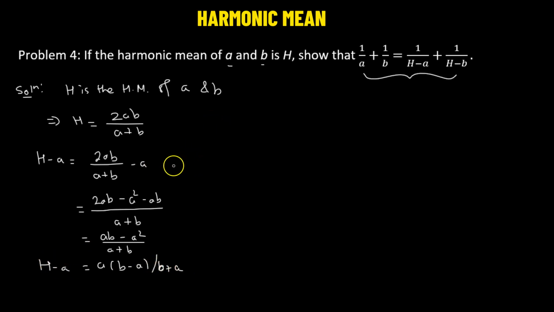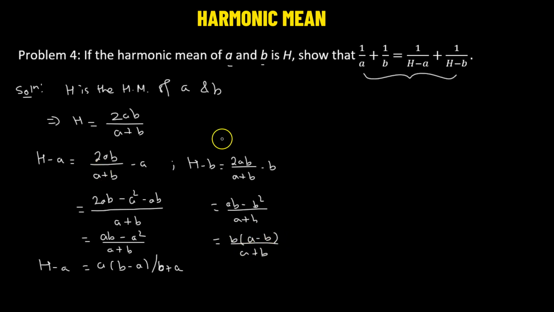Similarly, let's also find out the value of h minus b. That will be equal to 2ab divided by a plus b, minus b. This will be equal to ab minus b squared divided by a plus b, or simply we have b common and we have a minus b multiplied to it, divided by a plus b. So that's the value of h minus a and h minus b.